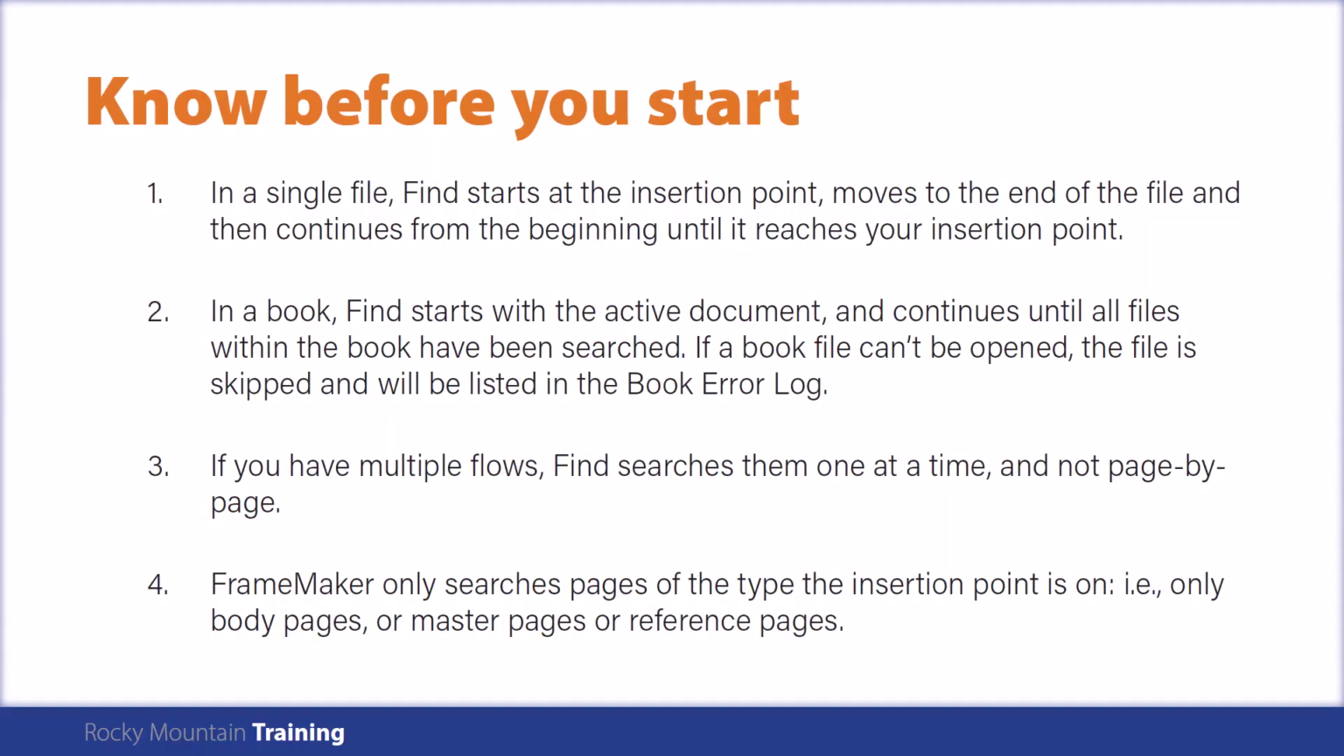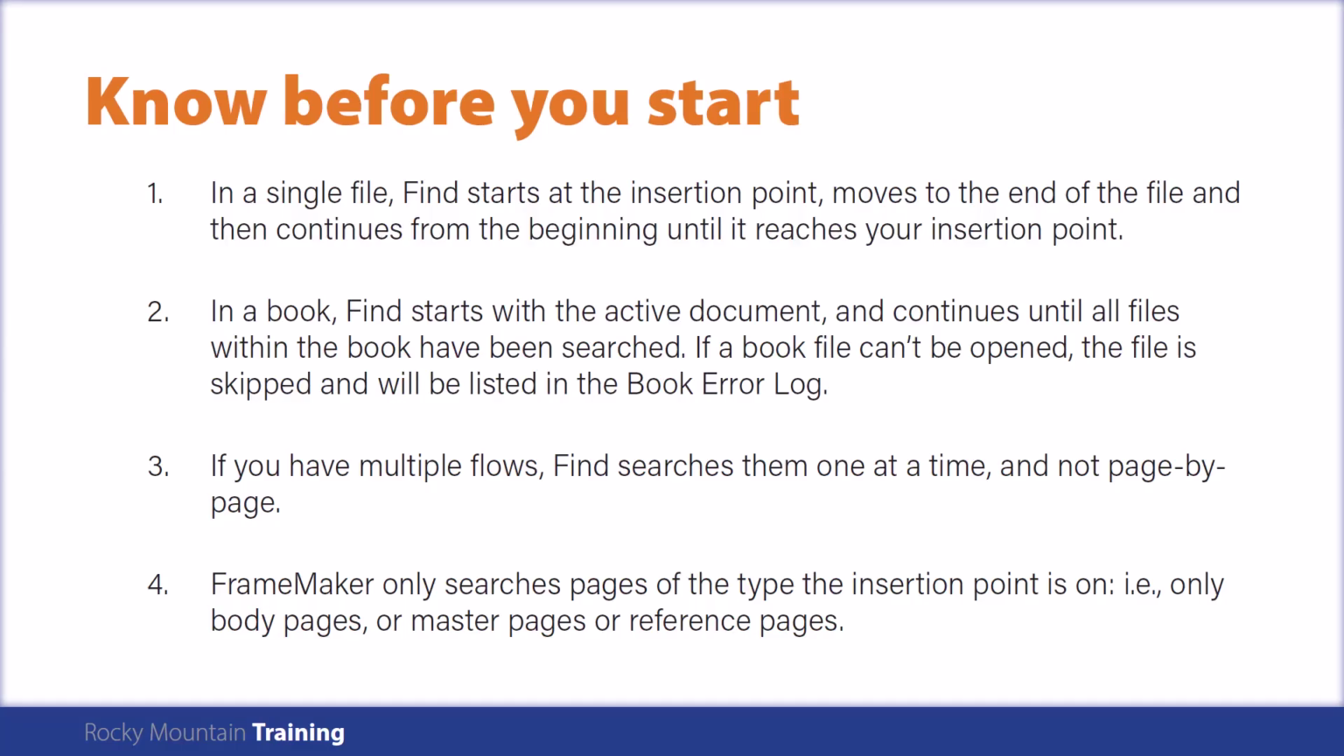Now, if you're in a single document again, but you have multiple flows, flow A, flow B, flow C, Find is going to start in the active flow and then search flow by flow by flow. If you're watching Find and Change, you might be thinking it's skipping around in some weird random way. That's because it's going through one flow and then the next and then the next.